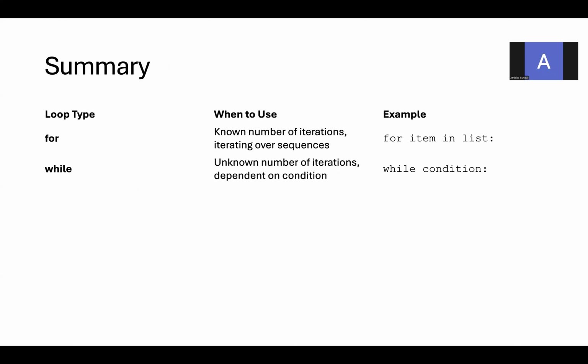Loop type: for loop, known number of iterations, iterating over the sequence. In the previous slide I had explained: when you know the length of the iterations, we proceed with the for loop. It iterates over the sequence of elements, for item in list. While loop: unknown number of iterations, always dependent on the condition. In this, while condition is the syntax.